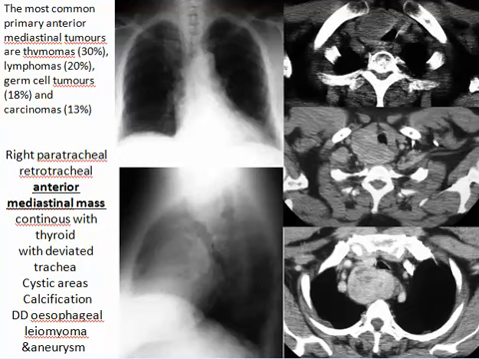The most common primary anterior mediastinal tumors are the thymomas, as we said, lymphomas, number 2, germ cell tumors, and the carcinomas. Still, there is a place for the thyroid in an anterior mediastinal mass, which could be paratracheal or retrotracheal, extending into the neck, deviating the trachea with cystic changes, calcification. The differential diagnosis here is a thyroid or leiomyoma.